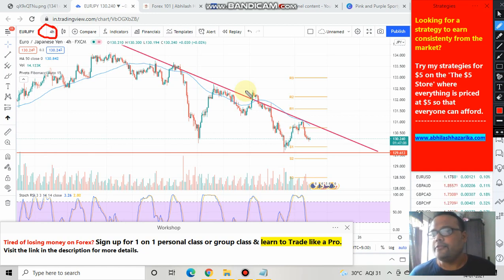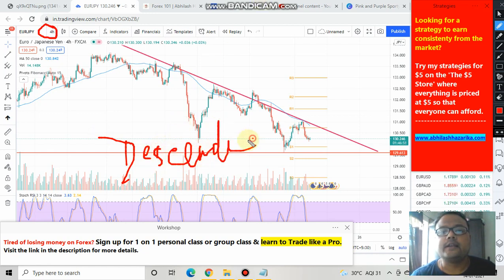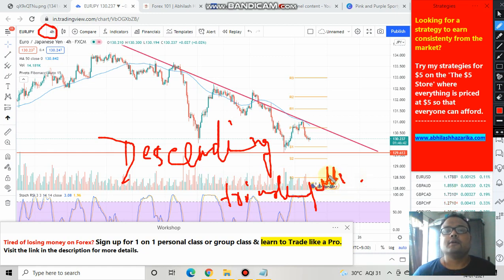And if we just observe this chart carefully, then we can easily see that this chart resembles a descending triangle pattern.